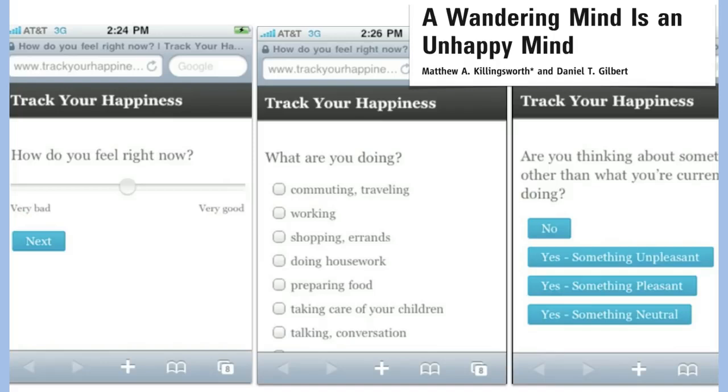And then it'll say, were you thinking of anything other than what you were doing? So you can say, no, I was very focused. Or you can say yes, positive mind wandering, yes, negative mind wandering, or you can say neutral mind wandering, right? Very simple way of collecting data.